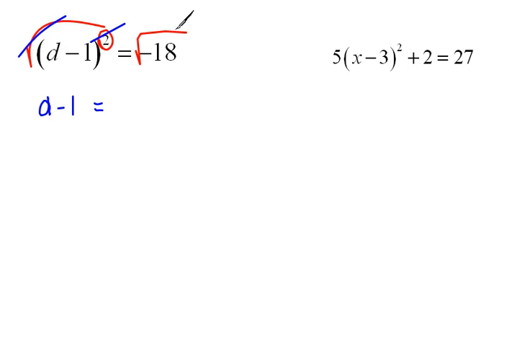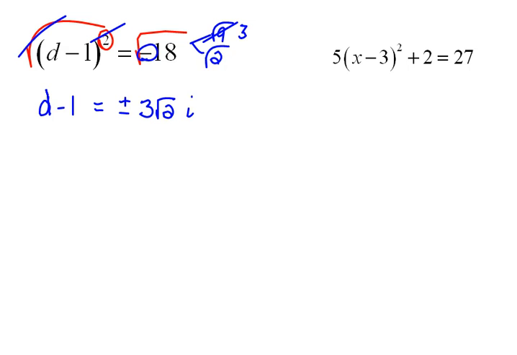Well, 18 is not a perfect square, but I could break it up into 9 times 2, and we could take the square root of each one of those. So this is going to give us 3 square roots of 2, and because of the negative, we have to add in the i. So it's positive or negative 3 square roots of 2, and then the i for the negative. Now we're still not done.